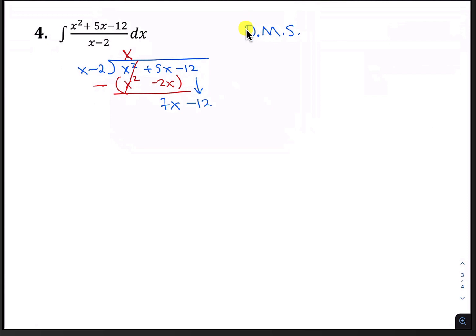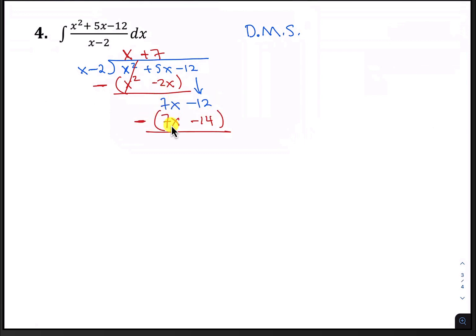Now we will start over with the D, which is divide, and we are dividing 7x by x. That's going to give us 7. And so we put that as a plus 7 at the top. Now we go to m, which is multiply 7 times x minus 2. 7 times x is 7x, which we put here, and then 7 times negative 2 is negative 14, which we put here. We'll draw a line, parentheses around this group, and subtract.